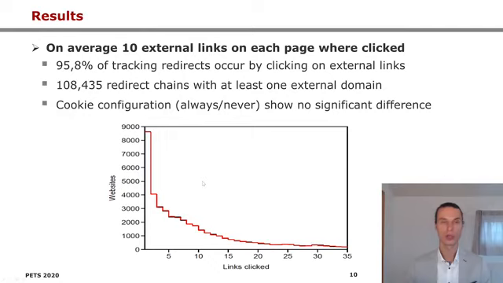As pre-studies showed, 95% of tracking redirects occurred on external links. So in order to save crawling time and get better results, we focused only on clicking external links. In our crawling data, we recorded over 100,000 redirect chains with at least one external domain. Here, the cookie configuration, always or never, showed no significant difference in the amount of links being opened. In the beginning, we thought that trackers might add more external tracking links depending on the cookie setting. This was not the case.